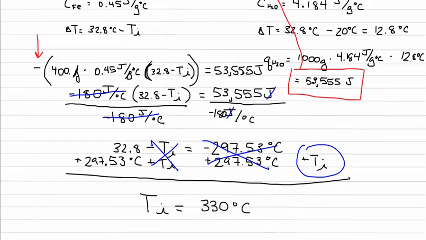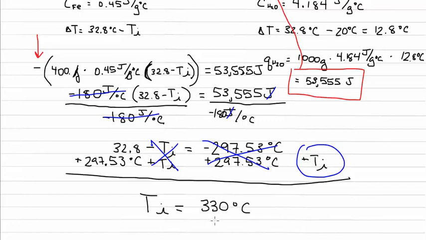Again, I really encourage you to take a step back and think about your answers to see if they make sense. We heated this iron up in a flame. Of course it's going to be super hot. It raised the temperature of the water by 13 degrees Celsius. And remember, with a specific heat capacity of 4.184 joules per gram degree Celsius, water resists temperature change. So the fact that we were able to change the temperature by 13 degrees means that whatever we put in there had to have been super hot. So 330 degrees Celsius makes sense.